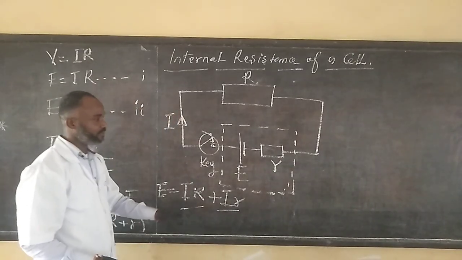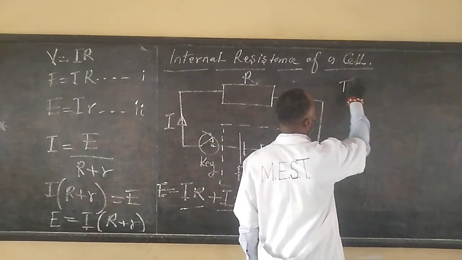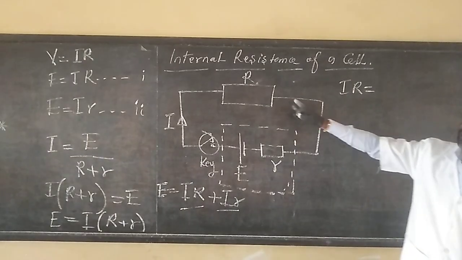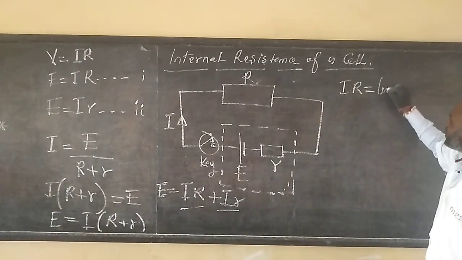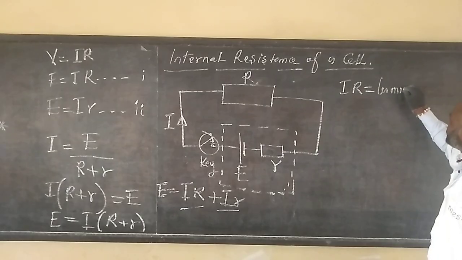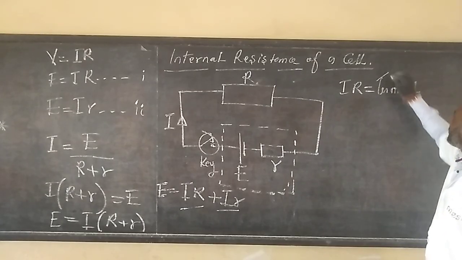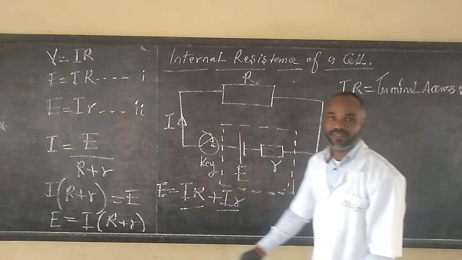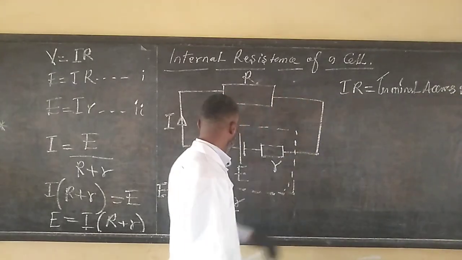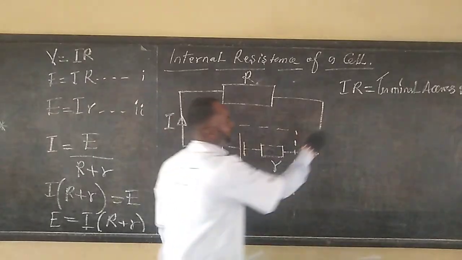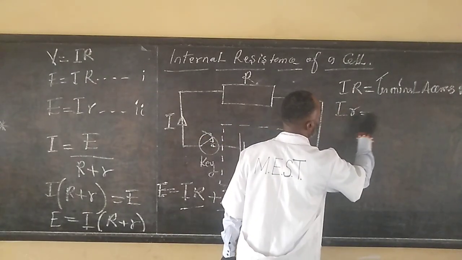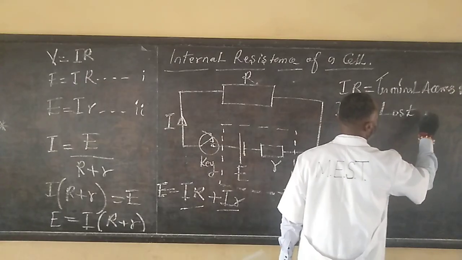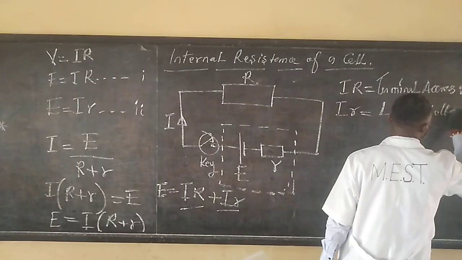Now let's look at this. If we have IR, this represents the terminal potential difference across the external resistance. This becomes the terminal potential difference across R. That's what it means. While this small r represents the lost voltage or lost potential difference.